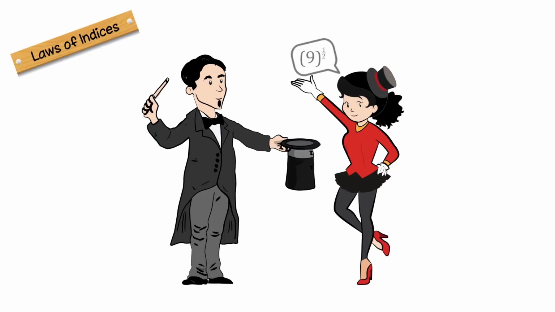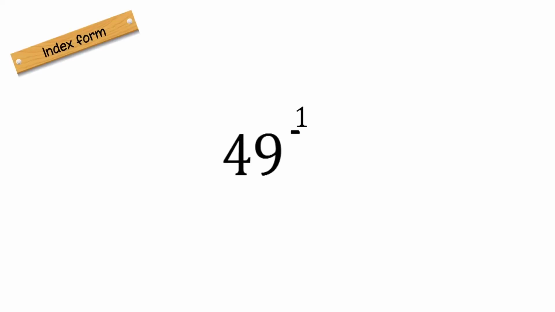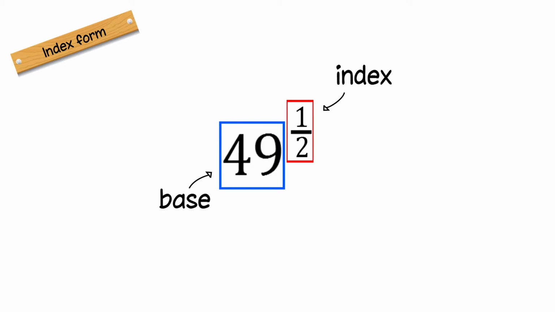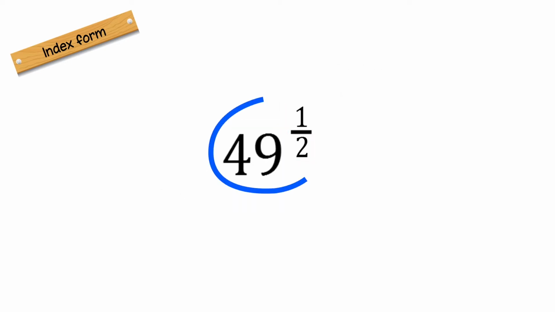We have learned about the different laws of indices. In this video, we will take a look at how we can apply the laws of indices to evaluate indices. Let's recall how an index form looks like. We have 49 to the power of half, where 49 is the base and half is the index. To evaluate this, it's the same as saying finding the value of this.